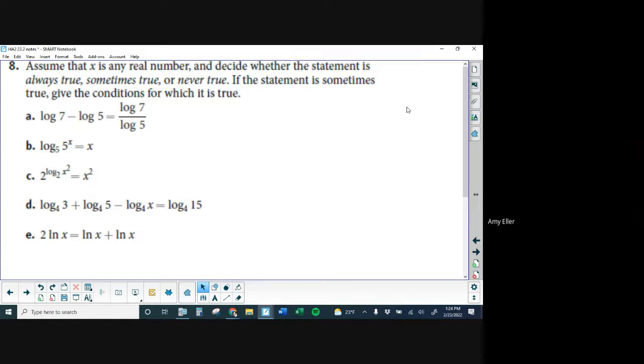Look at that. E, sometimes true. Oh, dang, that's where it dropped out. Okay, I got 4 or 5. I do believe everybody should have gotten the first one.